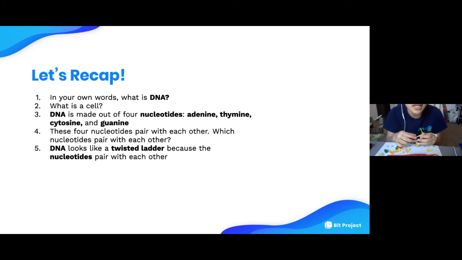Also remember that DNA is made out of 4 different nucleotides called adenine, thymine, cytosine, and guanine. These 4 nucleotides also pair with each other. Make sure to remember that adenine pairs with thymine and cytosine pairs with guanine, or A pairs with T, C pairs with G. DNA also looks like a twisted ladder because the nucleotides pair together. So after you finish with your models, you can go ahead and twist them, just like how DNA actually is.